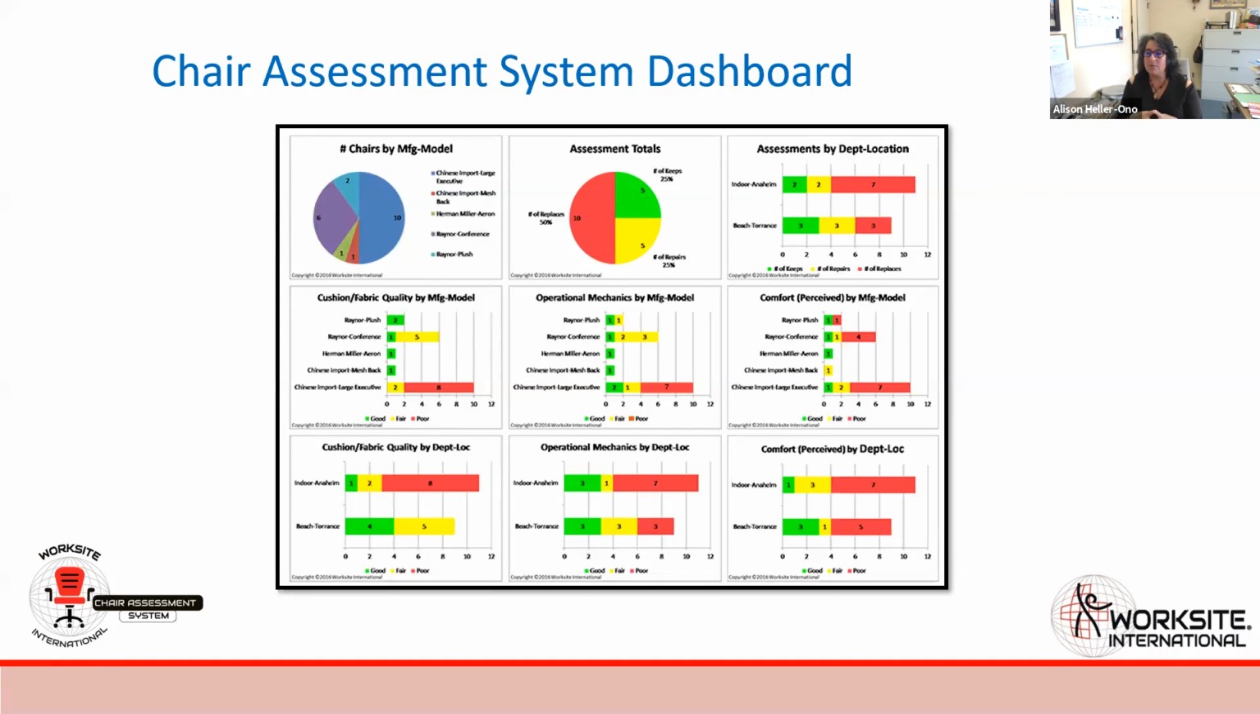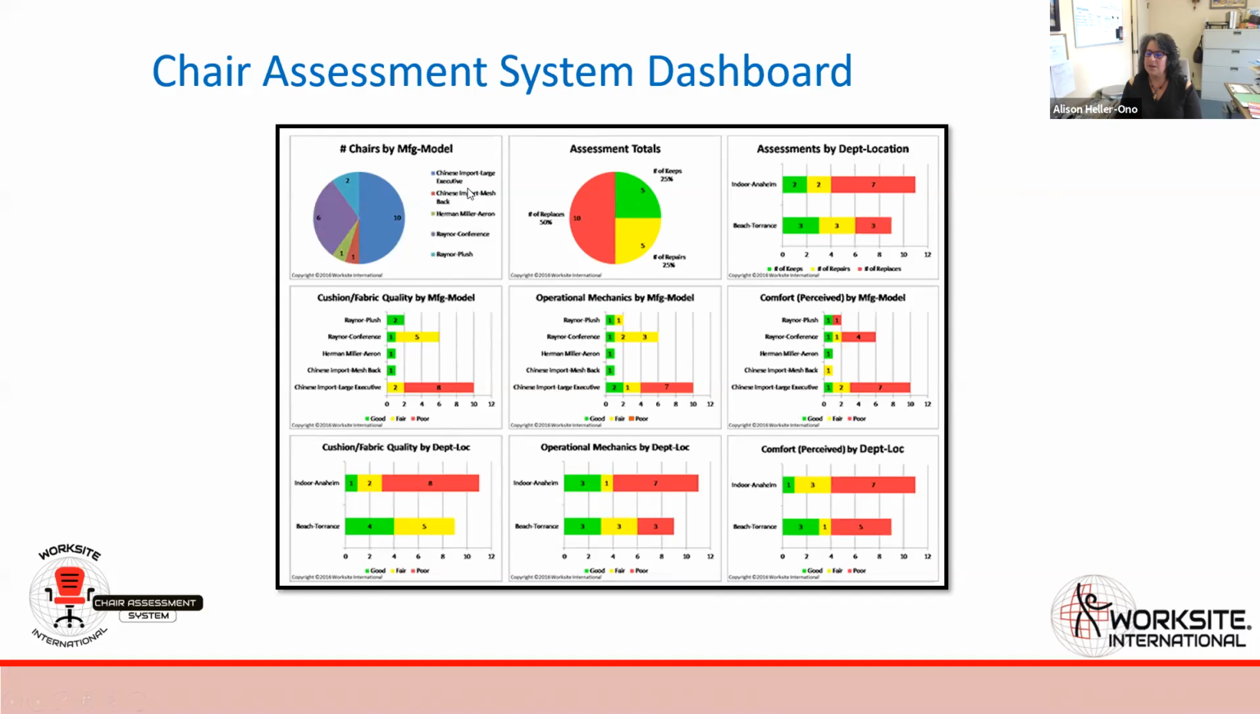Even if the chair may rate as in the yellow or as repair, you still may feel it needs to be replaced, okay? So it doesn't override your judgment, of course, of what you see. But it comes pretty close to assessing it. So it's going to break down the number of chairs by manufacturer model for you.